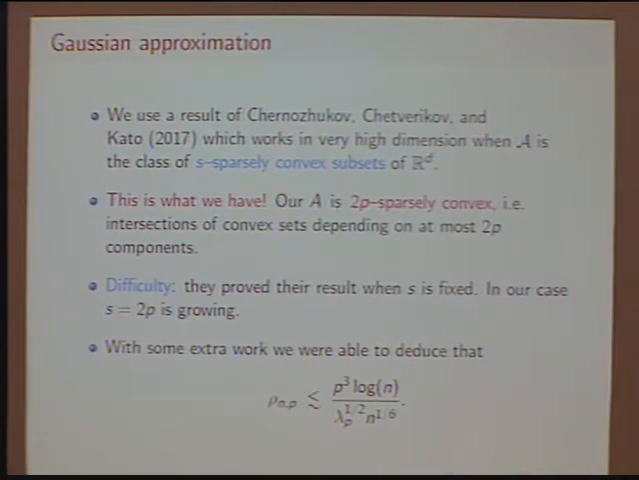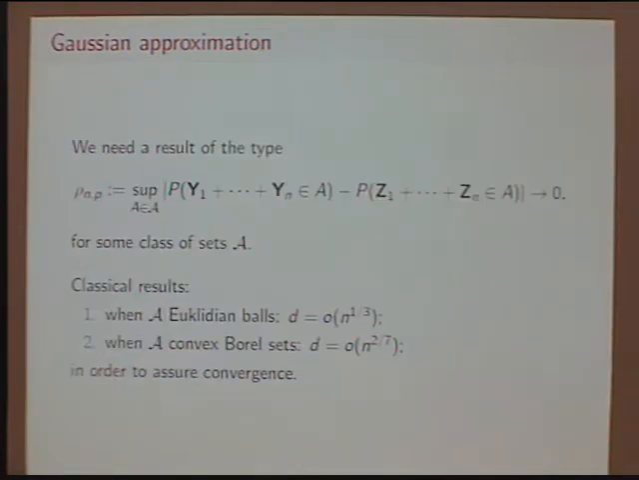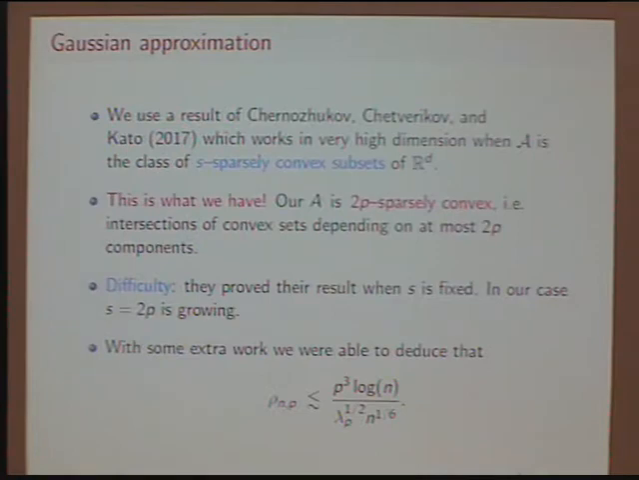And luckily we had Kato, who helped us here a little bit. So it comes down to some concentration inequality, and there we could see where this is coming up. And so finally, with some extra work, we could compute also this constant depending on s, and this is what we got here. So remember, rho_{n,p} was this approximation error, and rho_{n,p} is of the order p to the third log n, where n is the sample size and p is the dimension of the approximation, divided by lambda_p to the one half.